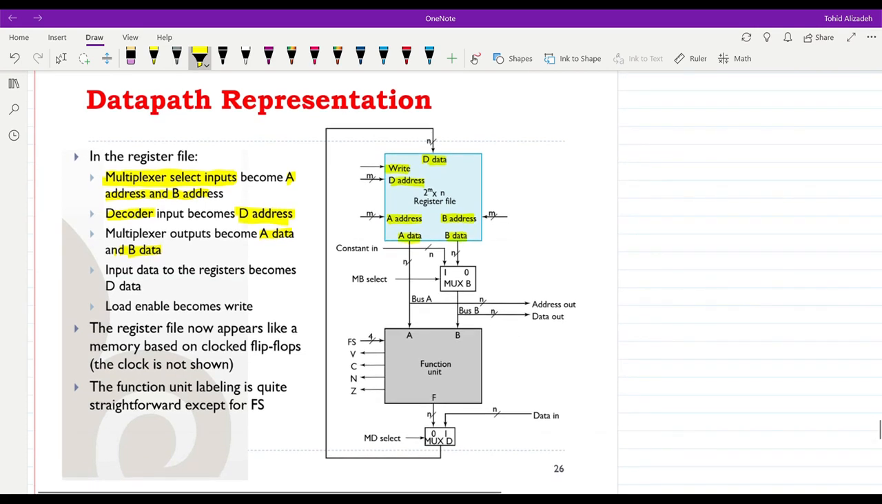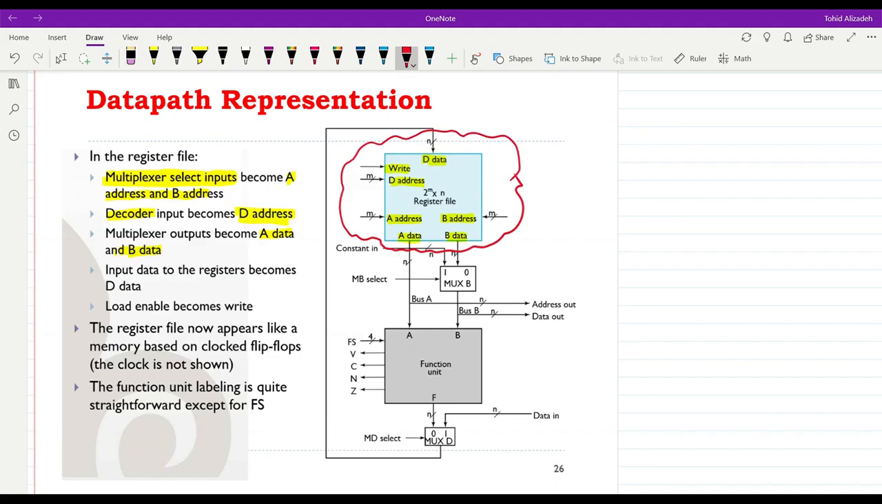The register file now appears like a memory. You can look at it, yeah? So over here, it is similar to a memory. We can provide the address to read the data. We can provide the address and the data in order to write the data into the memory. So the register file is similar to a memory, which is based on clocked flip-flops, but here the clock is not shown for the sake of simplicity.